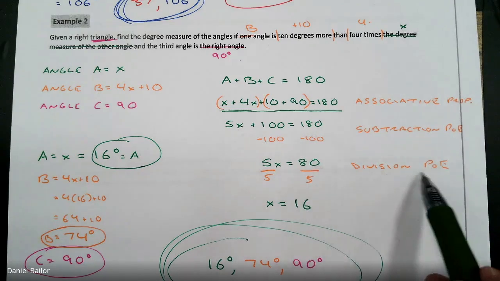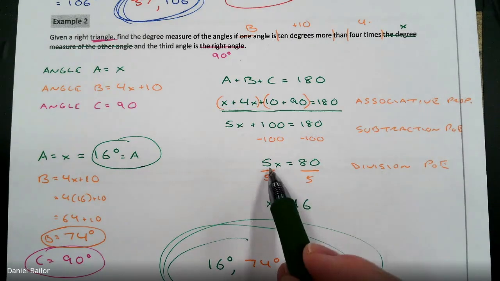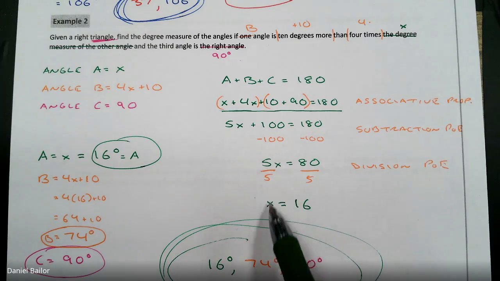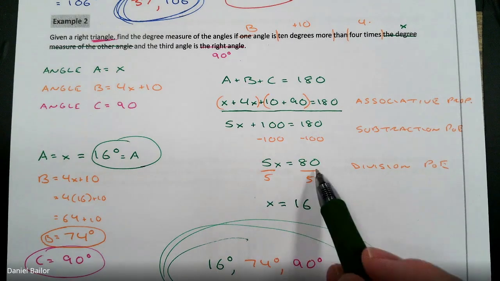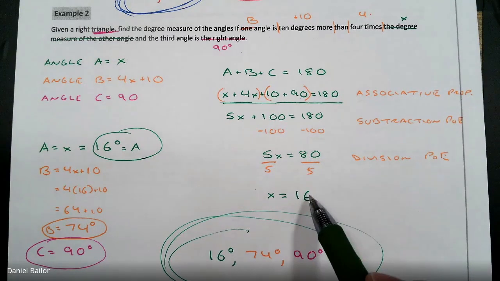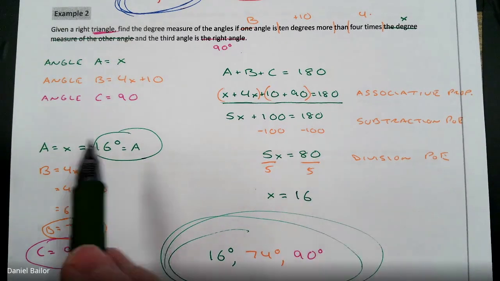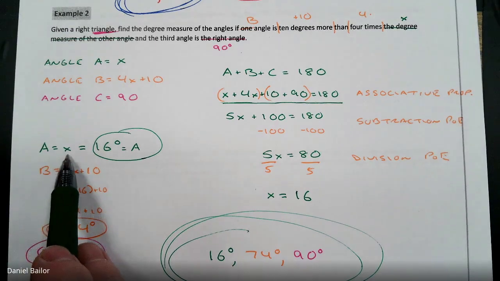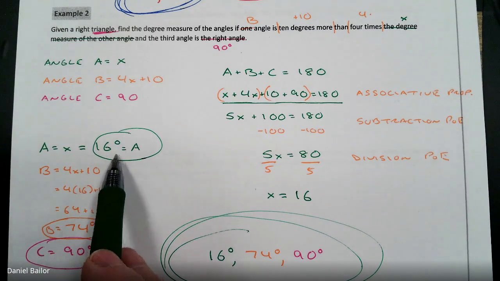Then I use the division property of equality to make the 5 go away. 5 divided by 5 is 1x. I have to divide by 5 on this side. 80 divided by 5 is 16. So I know x is 16. The first angle, which is x by itself, is just 16 degrees.